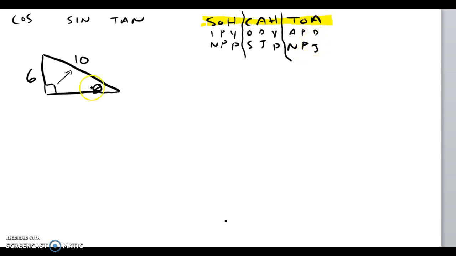So what we have here is we're dealing with an opposite, which is the one with the 6, and the hypotenuse. Opposite over hypotenuse. So which trigonometric function are we going to use? Opposite over hypotenuse, sine of an angle is equal to that. So sine of an angle is equal to 6, which is opposite, over 10.